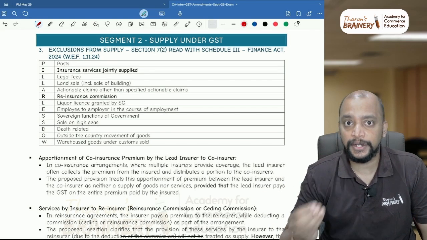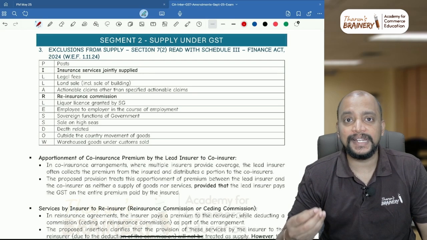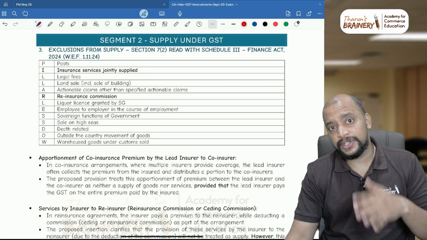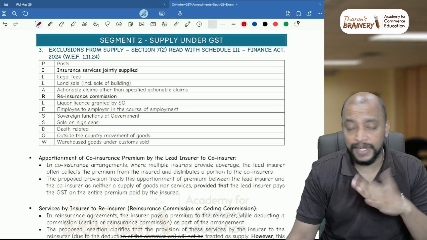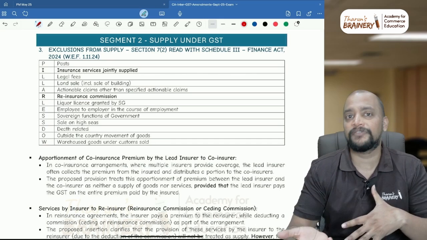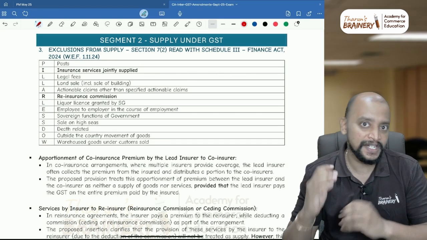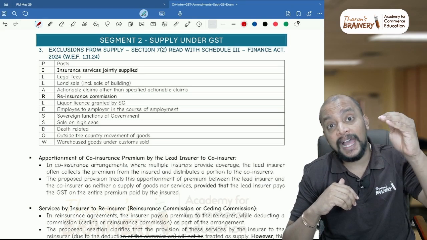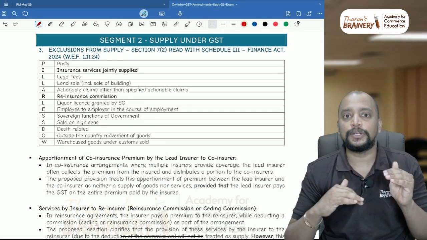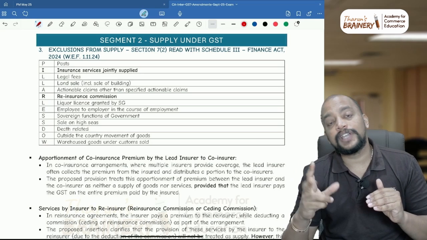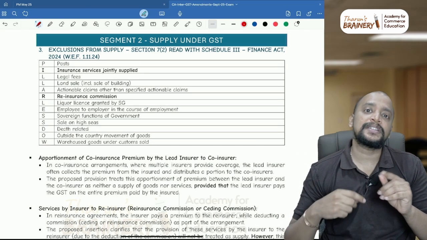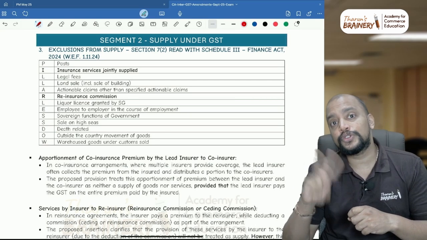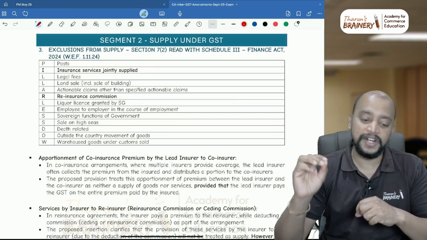In that 7 subsection 2 exclusion from supply read with schedule 3, there are some list of activities on which there is no GST, it is excluded from supply. This is neither supply of goods nor supply of services, and you would have remembered that as SPELLSLOW, okay. Now that changes because they have added 2 more activities into exclusion from supply. First we will see what are those 2 more activities which are added as excluded from supply.